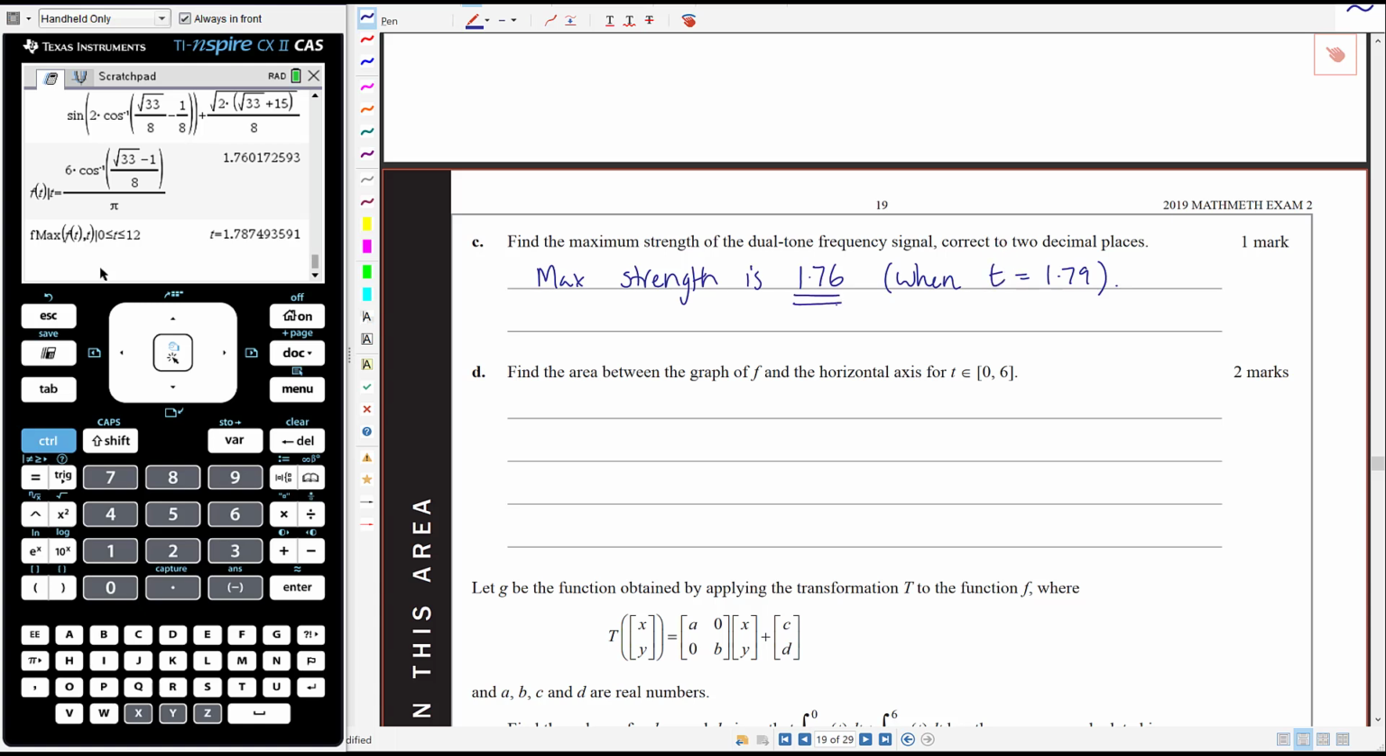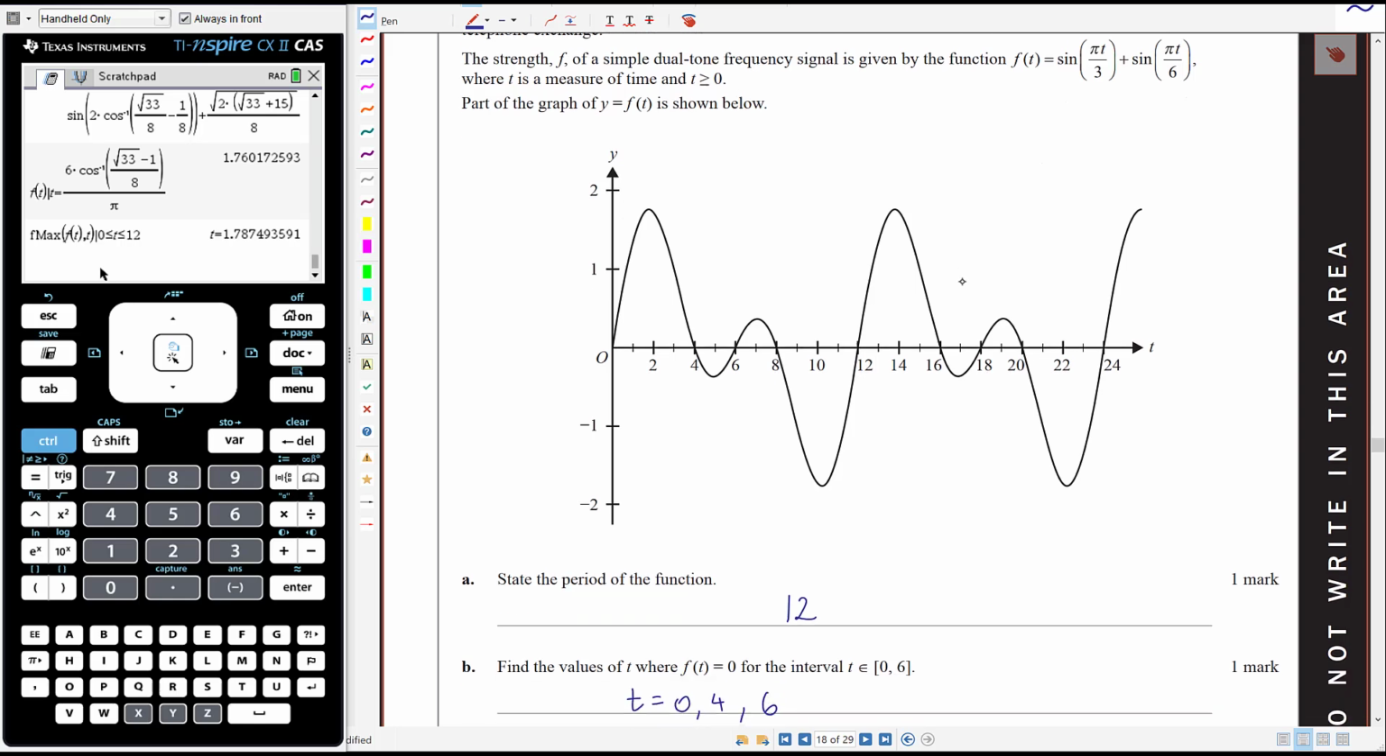Okay, but this is the answer the question asks us for. Find the maximum strength. Find the area between the graph of f and the horizontal axis for t is an element of 0 to 6. Okay, so let's just have a look at the graph.